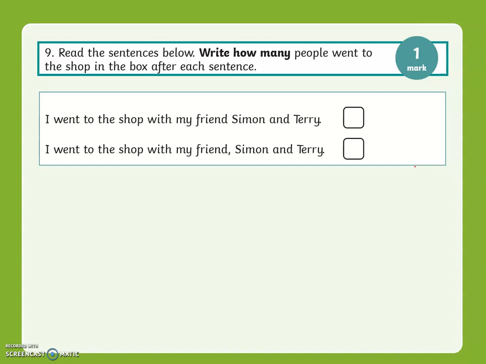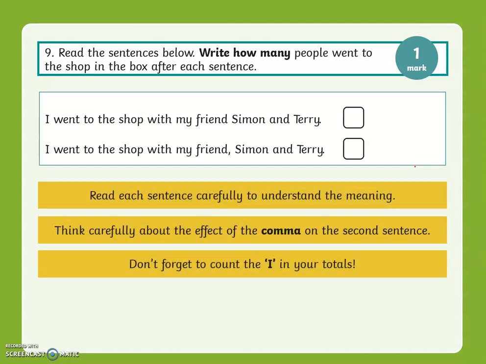Right, so "I went to the shop with my friends Simon and Terry." Let's have a look. So, read each sentence carefully to understand the meaning. Think carefully about the effect that the comma has on the second sentence. Don't forget to count the "I" in your totals. So those are all really good tips. So in the first one it says, "I went to the shop with my friend Simon and Terry." So my friend, Simon and Terry. So we got 3 people in the first one.